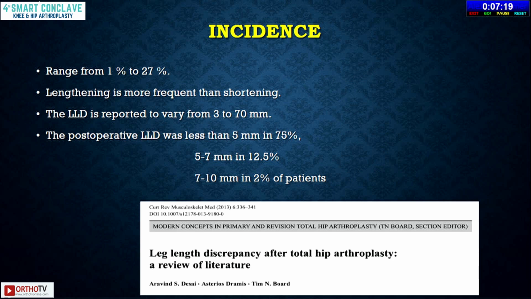So the incidence is quite high actually, but the acceptability and tolerability is better. Therefore, we don't realize that we have done some limb-length discrepancy. So in a study, it was seen that almost 75% were within 5 mm, but then 12.5% were more than 7 mm and 2% more than 10 mm. It means there is always some limb-length discrepancy which is there.